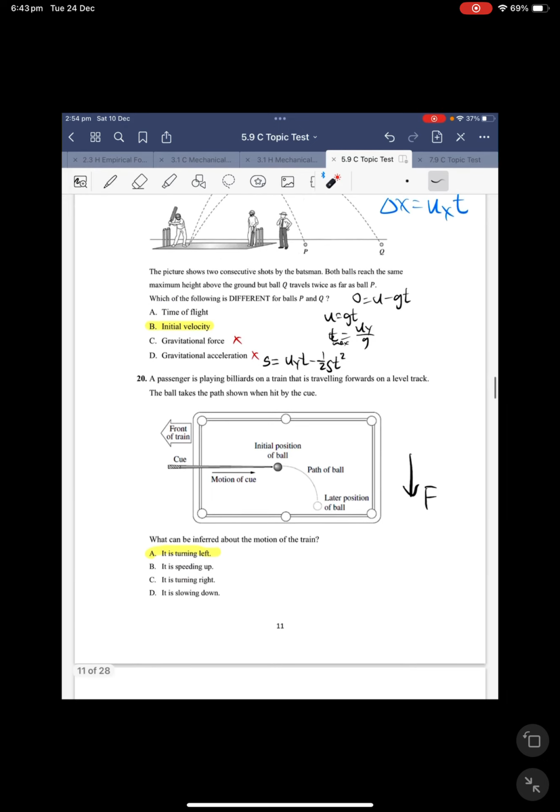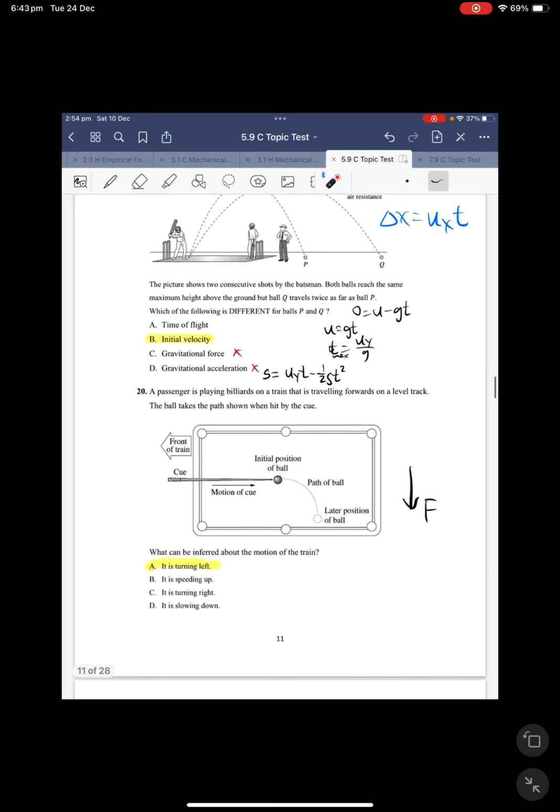Alright, last question that we have is question 20. So a passenger is playing billiards on a train that is traveling forwards on a level track. The ball takes the path shown when hit by the cue. So you would expect the ball to move straight, but because the train is in fact moving, it's going to curve in this direction over here, and that's because there is some sort of force that the train is acting on the ball, right? And from an outside perspective, that's going to be a net force in this direction, right?